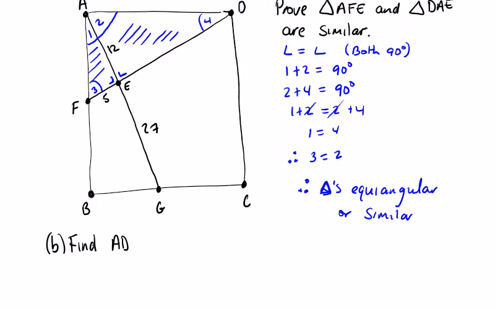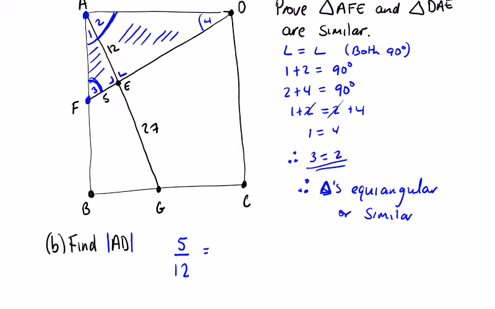Part B, we're asked to find AD. So similar triangles, so we are looking at, from the angle 3 to the right angle, that's 5. So the ratio of the sides are in proportion. And in the other triangle, the same angle as angle 3 is angle 2. So 2 to the right angle is 12. So we have to take the sides that are the same. Then we need another side. Then we need AF.